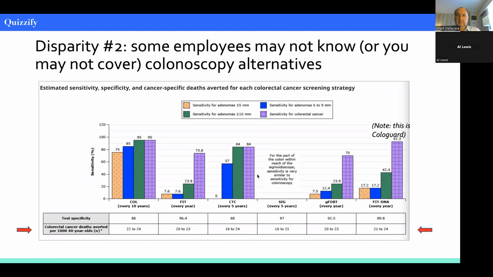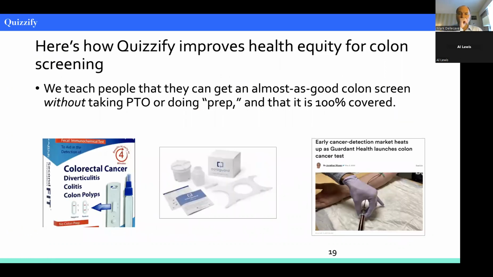alternatives to colonoscopies. Now, those of you who were on a webinar last month may remember this slide. I'm not going to go through it all. There are different ways of screening colons. I will point to the bottom, though. Colorectal cancer deaths averted per 1,000 40-year-olds. The numbers are fairly similar for colonoscopy, FIT, the virtual one, which is not used anymore because of the radiation, and Cologuard over here. So these all are in the low 20s, so they actually work pretty darn well without taking the day off from work.